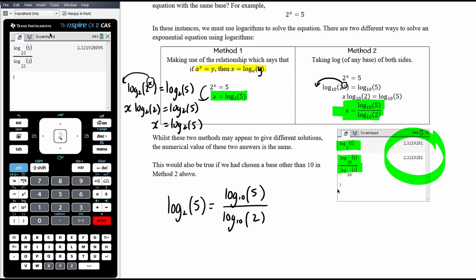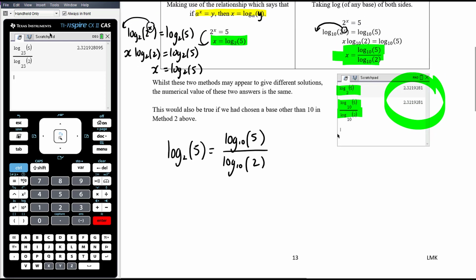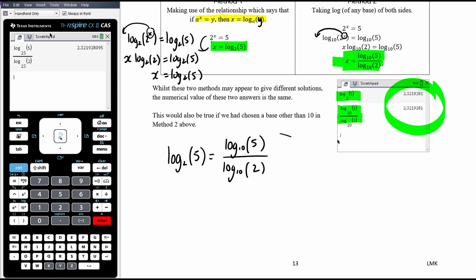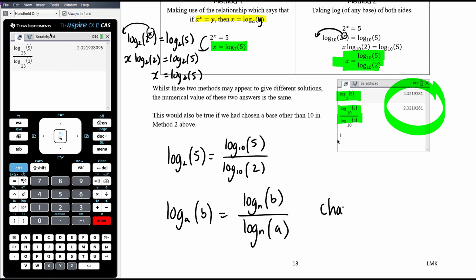So both methods work. This idea that we see here, the fact that these are actually equal to the same thing, can be generalized into a rule. So log base A of B, for example, is going to be equal to log of any base, whatever you choose, of B over log of any base of A. We call this the change of base rule. We won't explicitly cover that this year, but it comes up incidentally because you can get different looking answers depending on the method you choose to use.